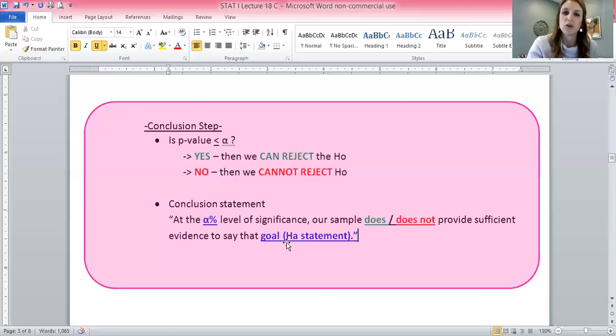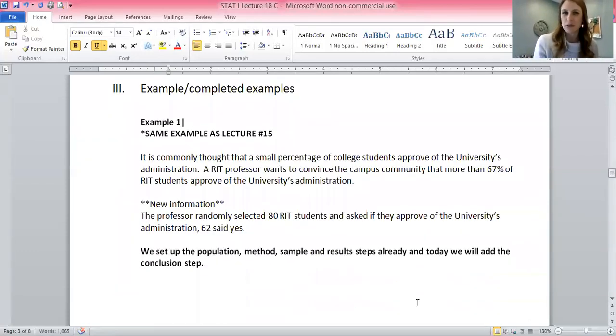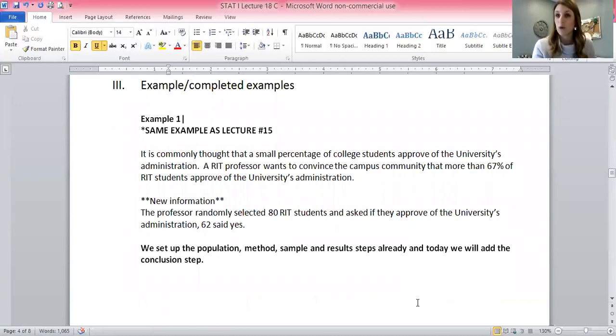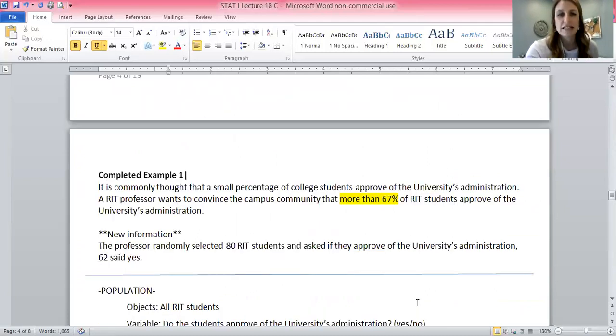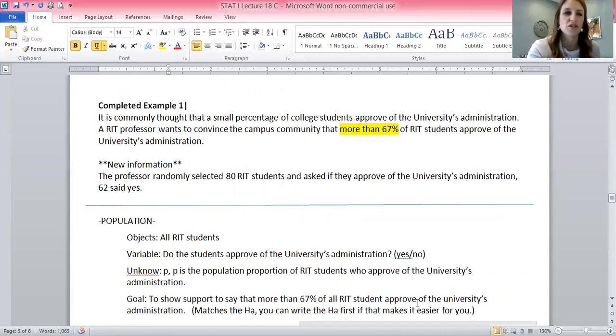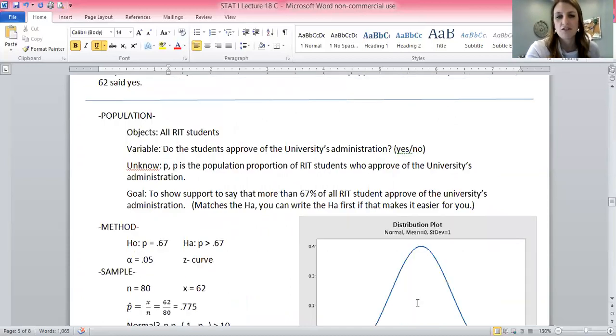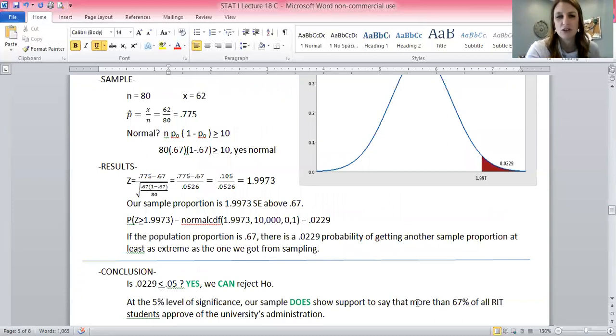So remember, the goal matches the HA statement. Okay, that's my population step. It's a really quick, easy step. So let's take a look at the examples. Of course, we're going to continue with example 1 and example 2 from the last couple classes. So example 1, I'll refresh your memory, is the idea that more than 67% of RIT students approve of the university's admin. So here we have the first 4 steps that we just finished, and now we're going to move on to the conclusion step.